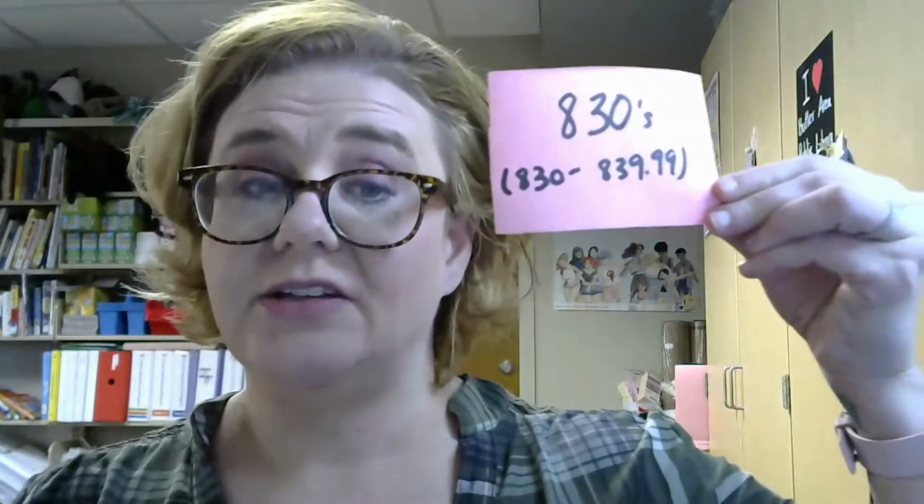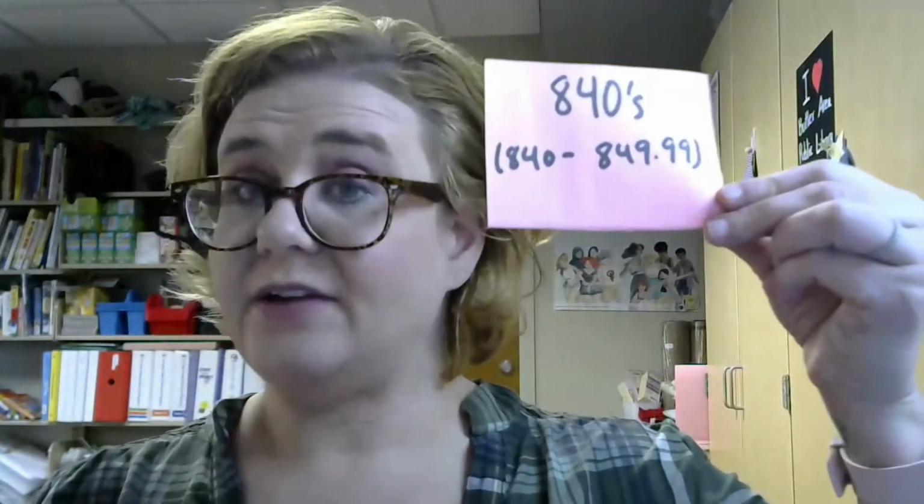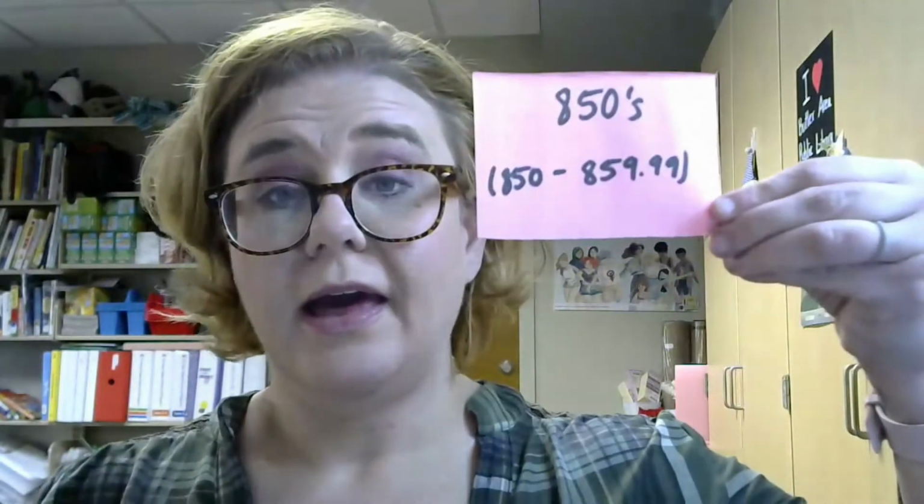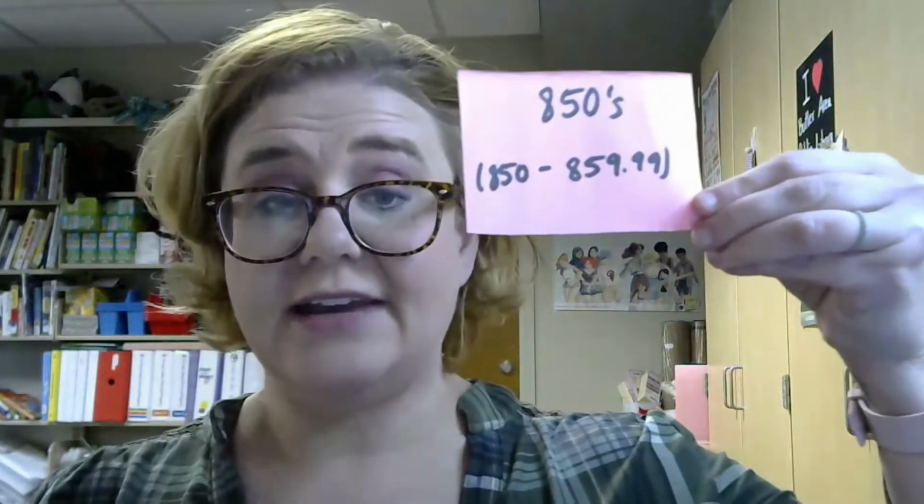That's 830 to 839.99 into infinity. And this is where we will find works of German literature. The 840s, which is 840 to 849.99 into infinity, is where we will find French literature. The 850s, which is 850 to 859.99 into infinity, is where we will find Italian literature.